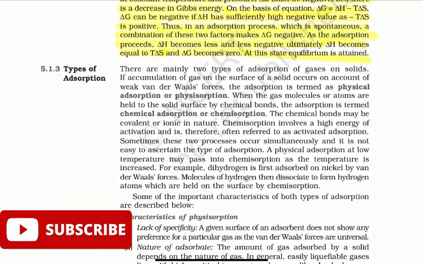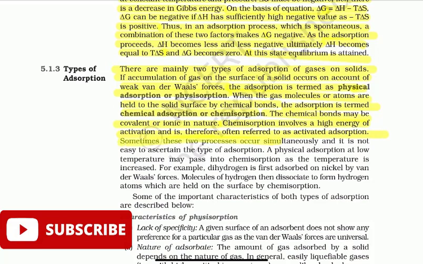Types of adsorption. There are mainly two types of adsorption of gases on solids. If accumulation of gas on the surface of a solid occurs on account of weak van der Waals forces, the adsorption is termed as physical adsorption or physisorption. When the gas molecules or atoms are held to the solid surface by chemical bonds, the adsorption is termed as chemical adsorption or chemisorption. The chemical bonds may be covalent or ionic in nature. Chemisorption involves a high energy of activation and is therefore often referred to as activated adsorption.